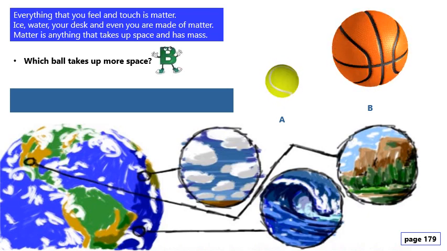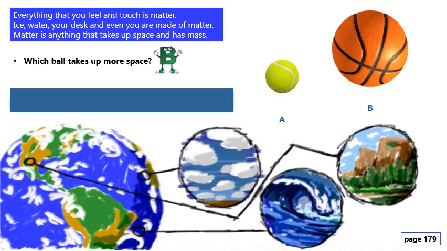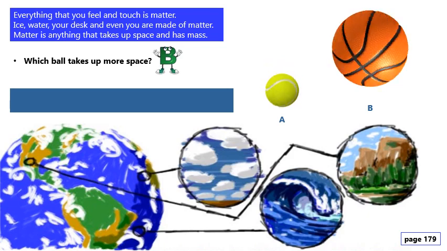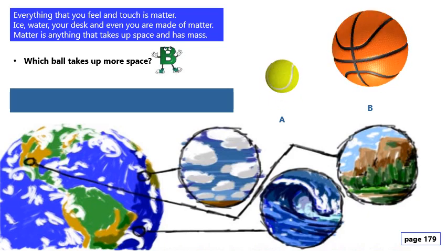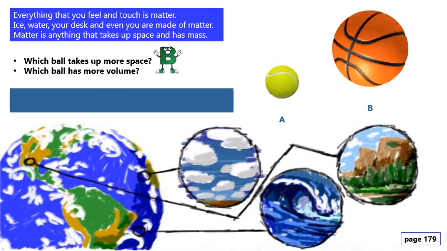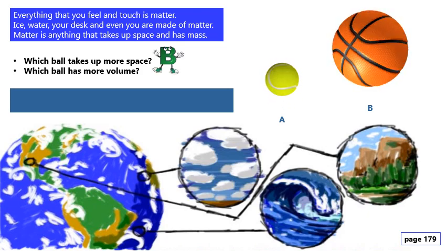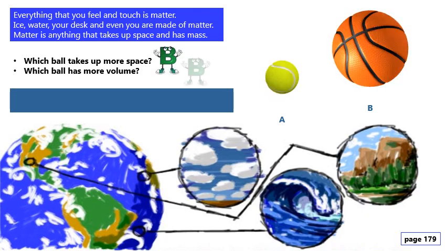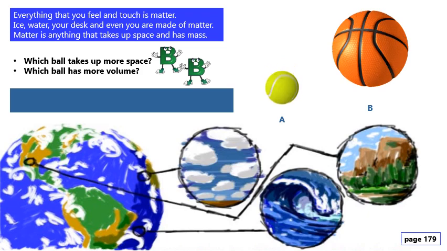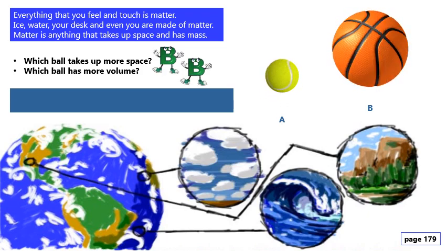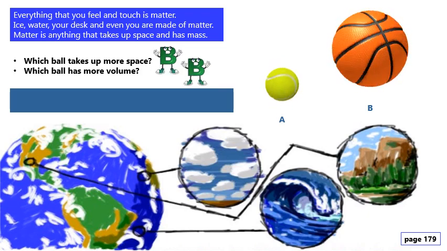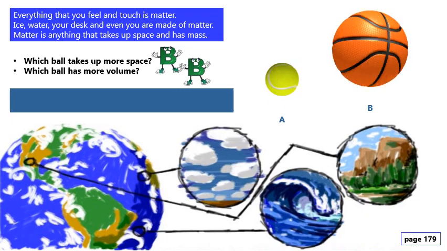Perfect! It's ball B. Ball B takes up more space than ball A. So what do you think? Which ball has more volume? Yes, ball B? Perfect. Good job. So ball B has more volume since it takes up more space.